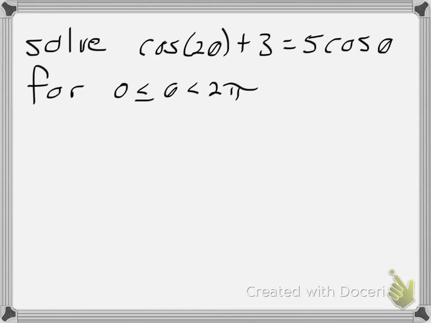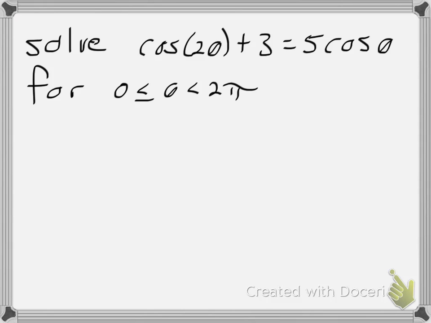Hello everyone. In this video I'm going to review how to solve a trigonometric equation that requires the use of factoring or substitution, in particular as it relates to quadratic functions. So I'm solving cosine of 2 theta plus 3 equals 5 times cosine theta, for the interval 0 to 2 pi.